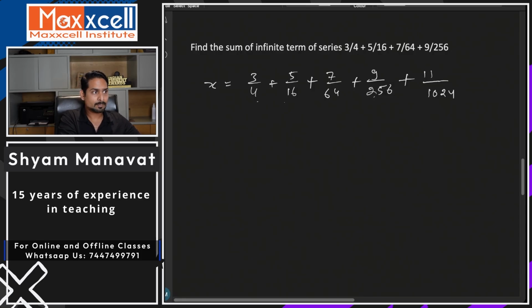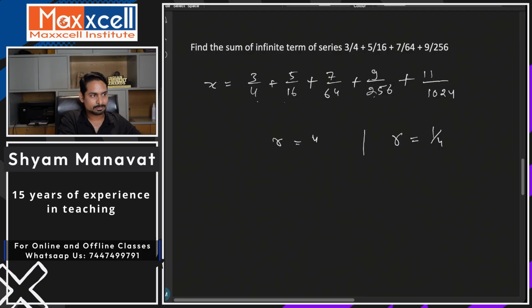Now what do we do? What is our next step? We multiply this entire series by the common ratio of the GP term. So I take the common ratio of the GP term as 4. As I said, some may take it as 1 upon 4 also. The answer will remain the same. At the end you will get the same answer.